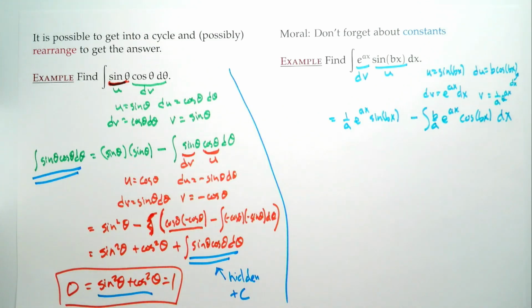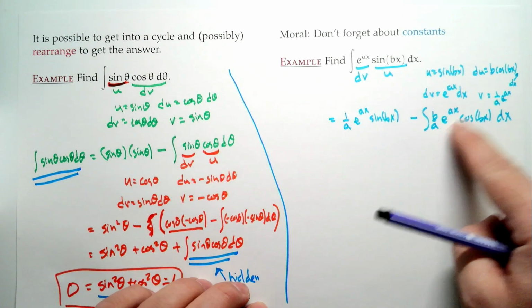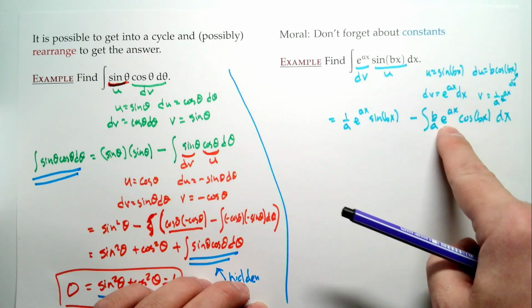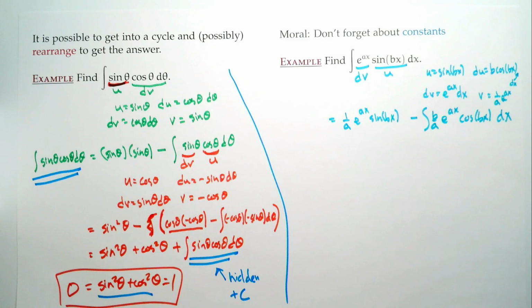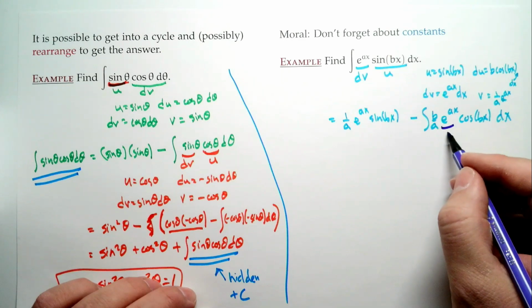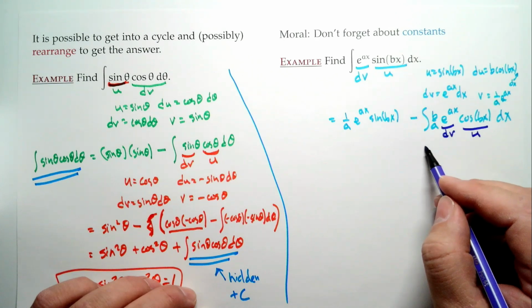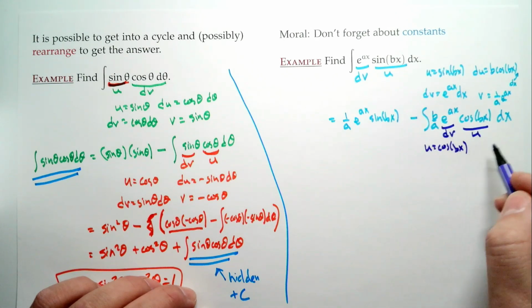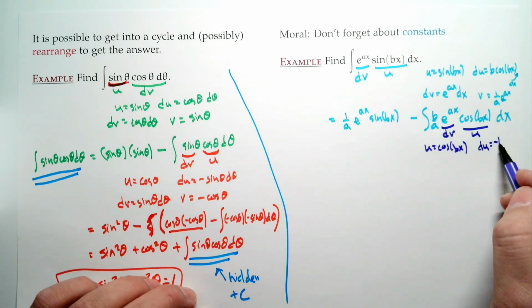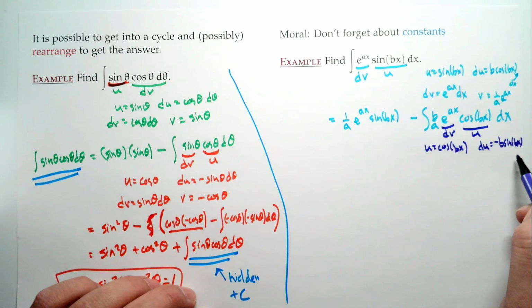Now at this point you're probably saying, it kind of looks like the same thing as we had before. Yeah, good. So we're going to do it again. And remember how I said you have to commit? Here's where it's really important. If you're like, nah, let's switch and maybe we'll differentiate e to the ax. No. Terrible idea. It would get you backwards. We don't want to go backwards. We want to go forwards. So we're still going to integrate the e to the ax, and we're still going to differentiate the trig part. So u is cosine of bx. Then the derivative of that is negative b sine of bx dx.